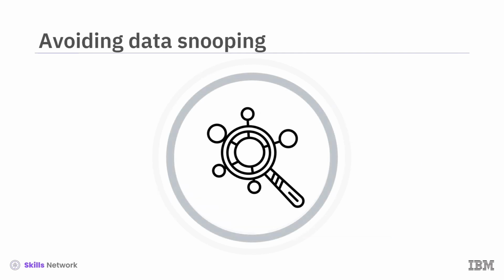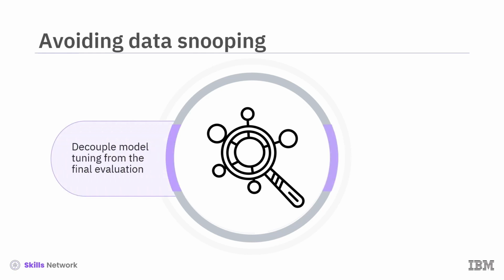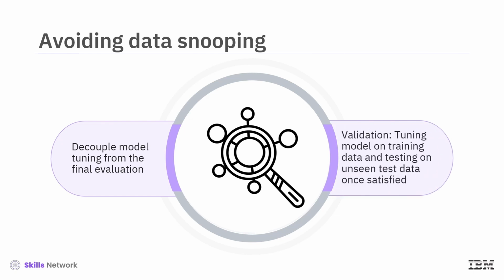What can you do to validate your model to ensure it doesn't overfit itself to your test data? You need to decouple model tuning from the final evaluation. Validation means tuning your model on the training data, but only testing it on unseen test data once you are satisfied that it is well trained. There is no snooping involved.